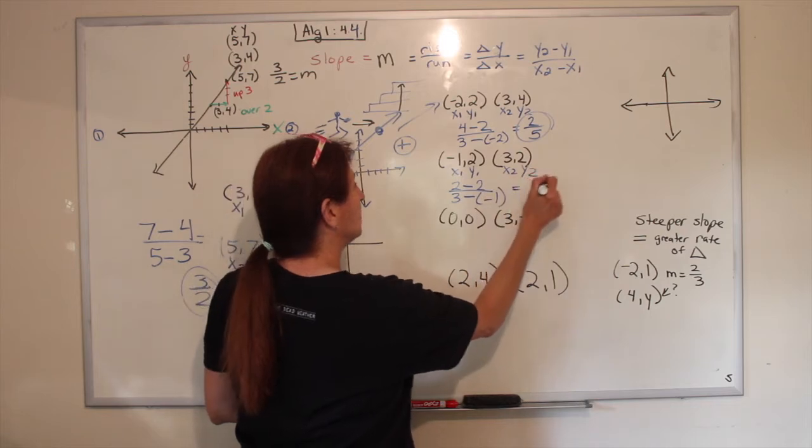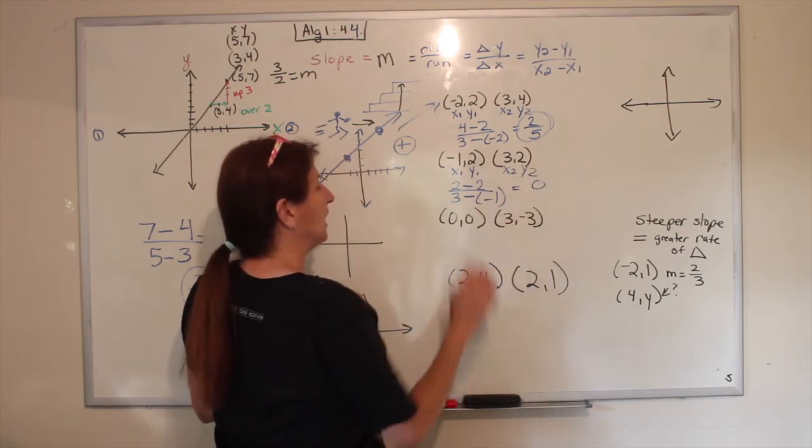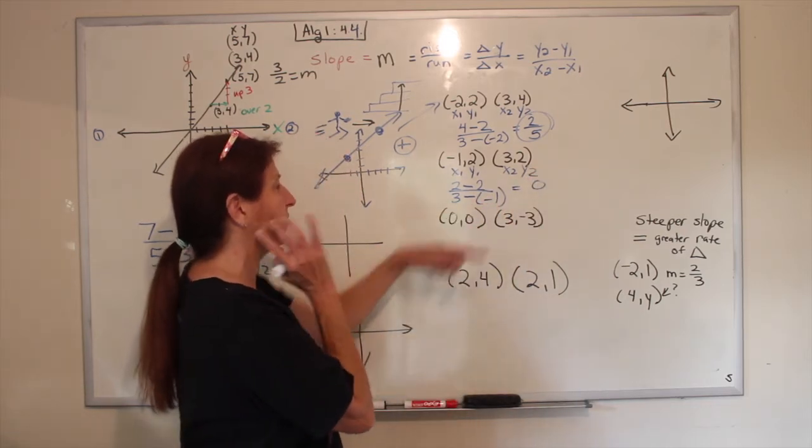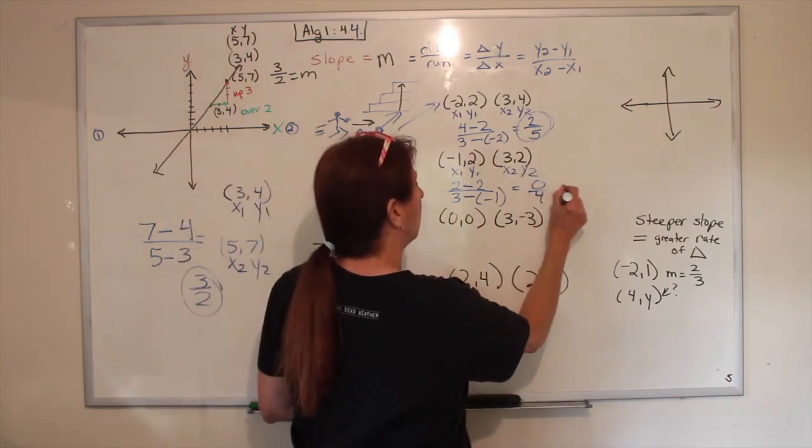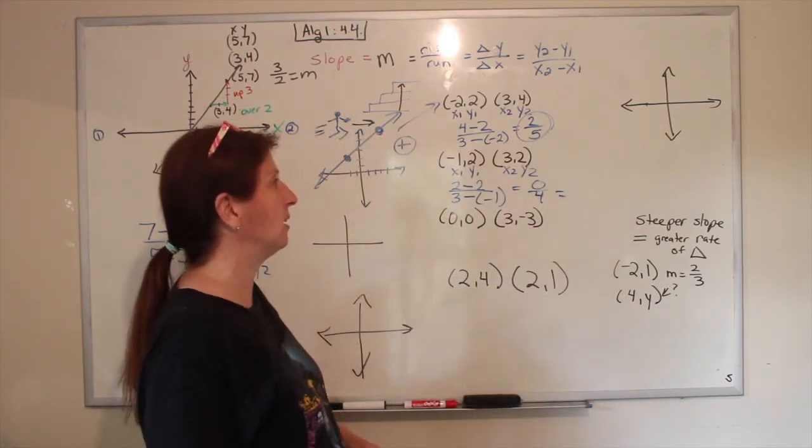Now 2 minus 2 is 0. 2 negatives make a positive, so 3 plus 1 is 4. What's 0 divided by 4?